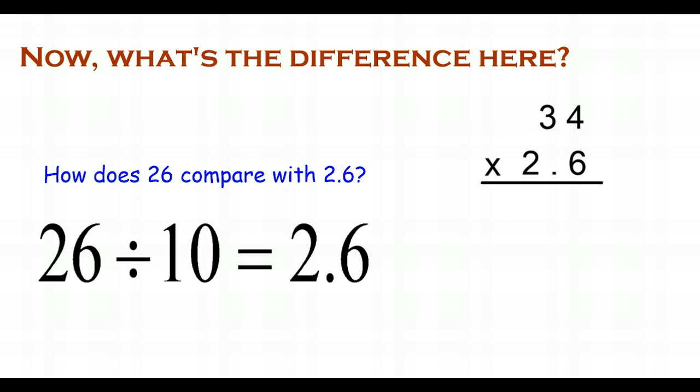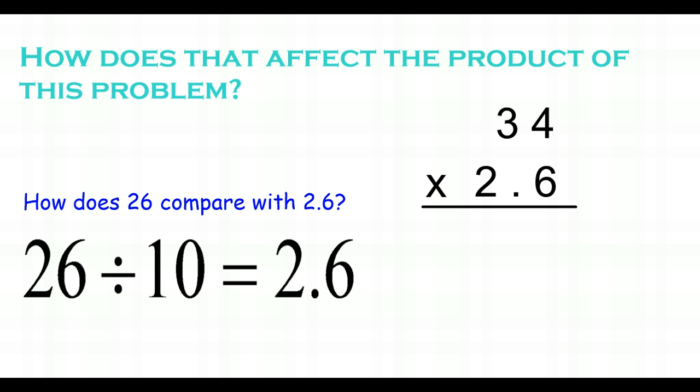And so that is the big comparison that I want to start by looking at here, and hopefully that will give us a way that we can look at multiplying decimals there. And so, how does this affect the product of the problem? We know what 34 times 26 is. We want to know what 34 times 2 and 6 tenths is. So let's look at that again.